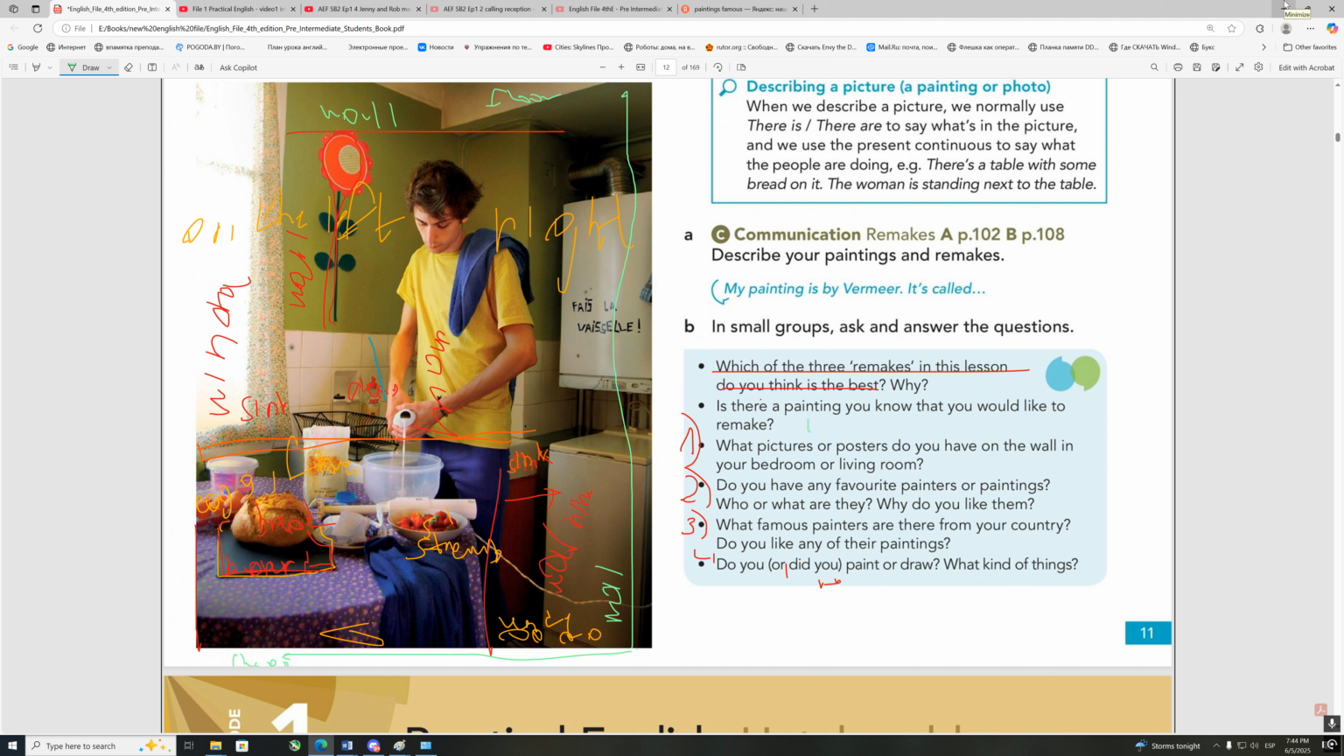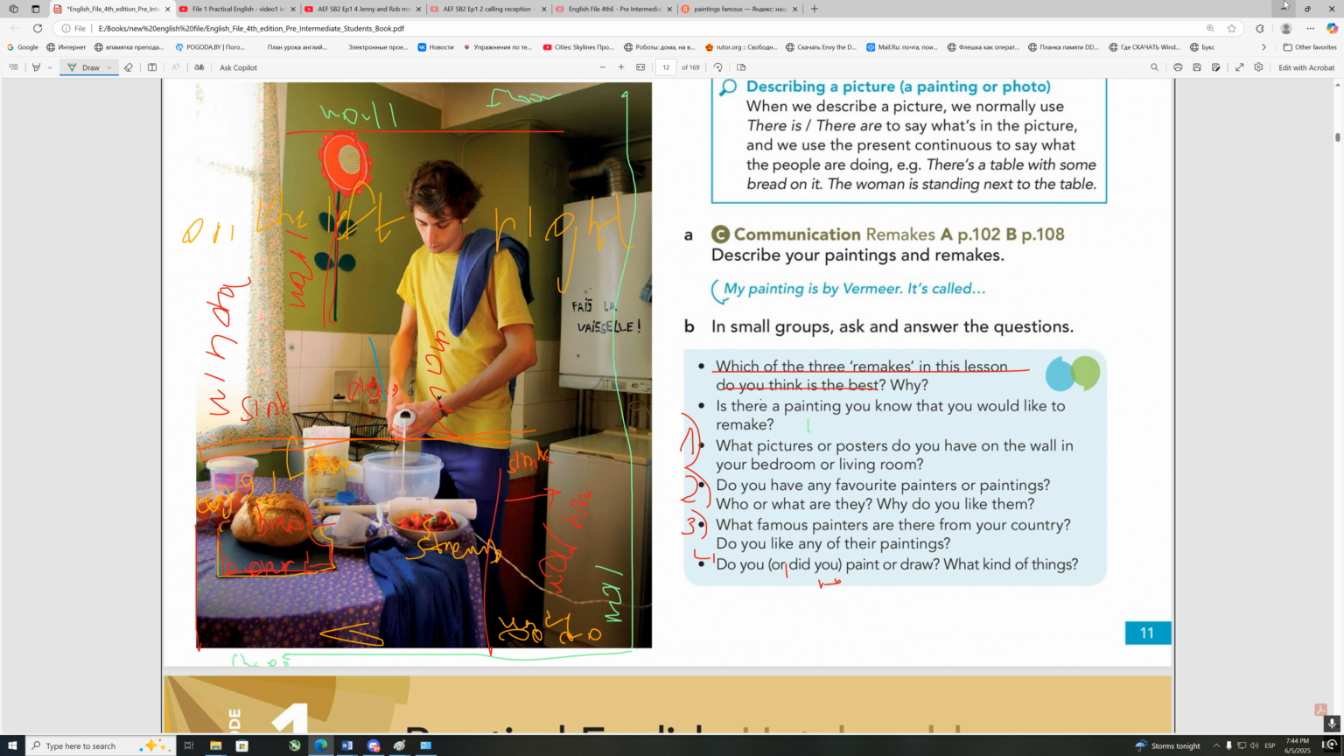Can you paint? Can you draw? Paint is красить, similar, maybe рисовать красками, yeah? And draw is рисовать карандашом. It's the main difference. So when you paint, you use paint. You may look up the word in the dictionary.